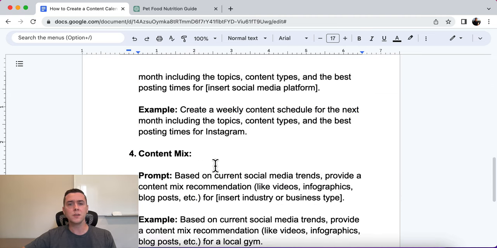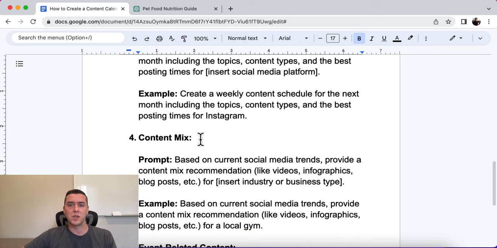Number four is content mix. We don't want the same content over and over. We want to mix it up. We want to go based off of trends. We want to go based off of what people are talking about and ride those waves, ride those trends to get more eyeballs on our business.